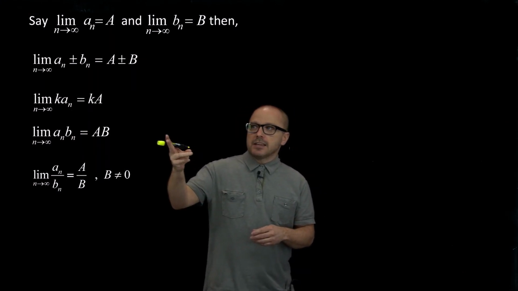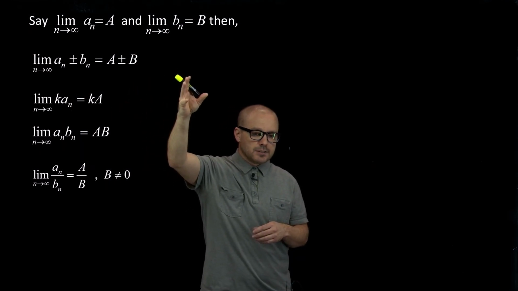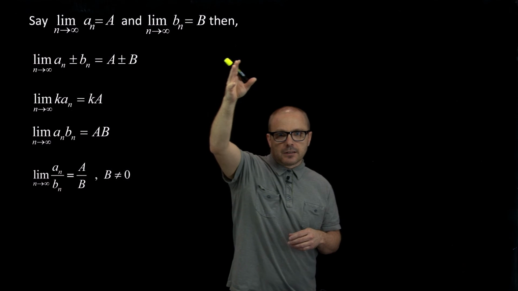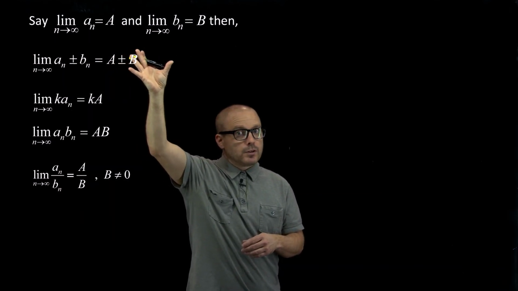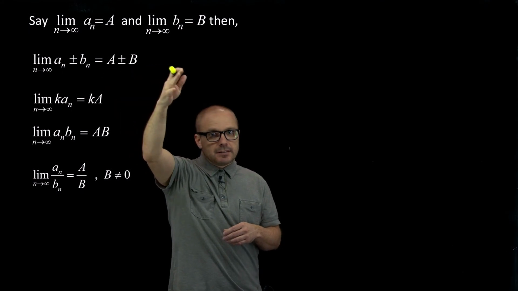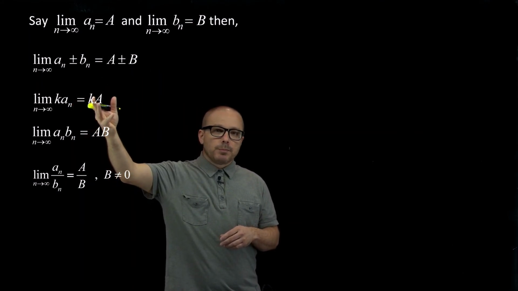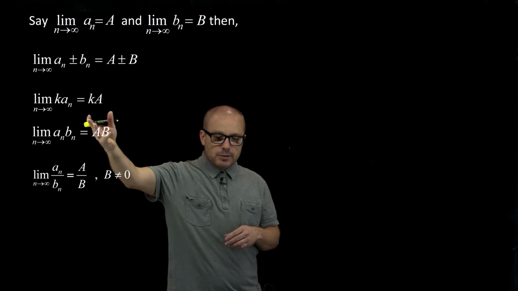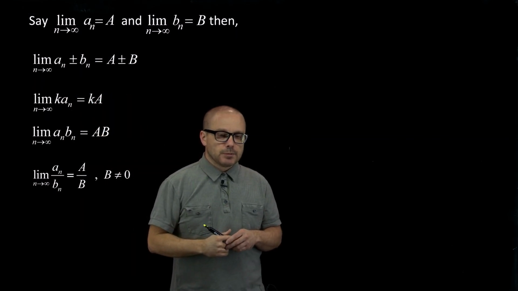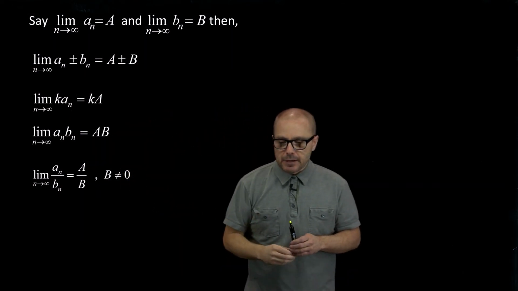So we've got these. Assuming you have two sequences, a sequence of a's that converges to some A, a sequence of b's that converges to some B. So they're both convergent, first of all. Then the sum or difference is the sum or difference of their limits. A constant multiple times all the terms, that limit would just be the constant multiple times the limit. And the limit of a product is the product of the limits.